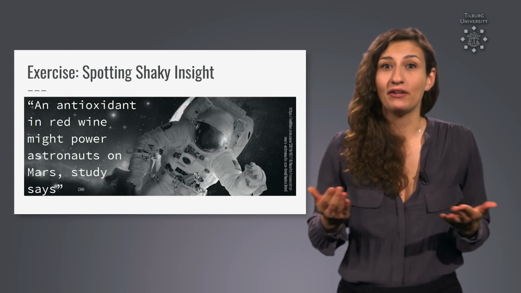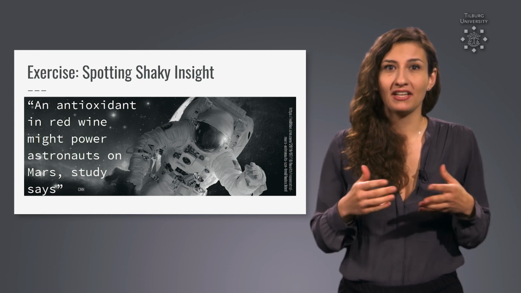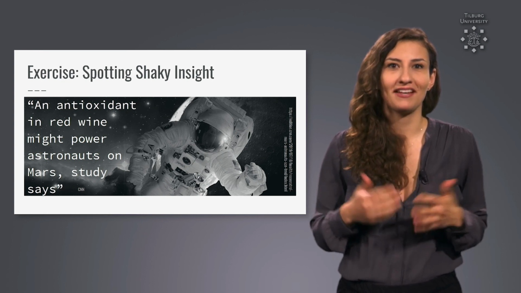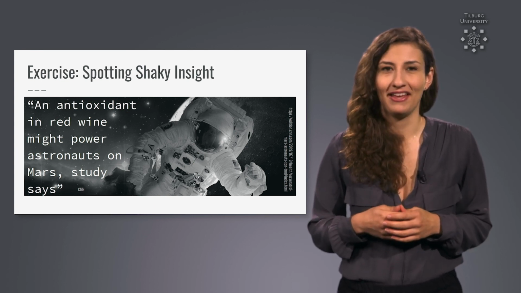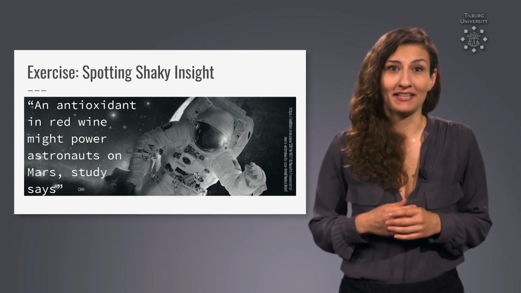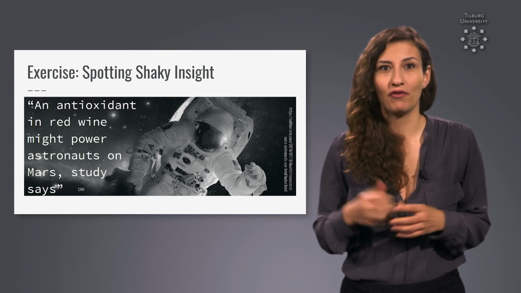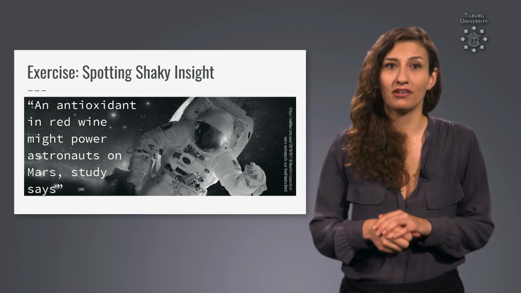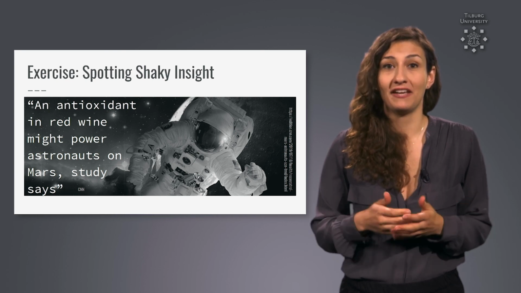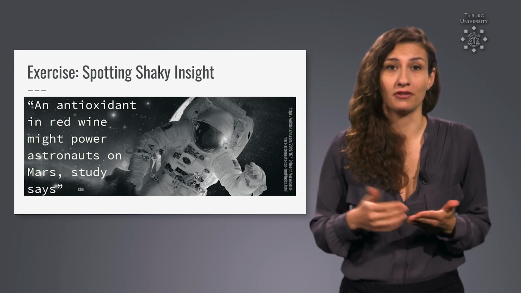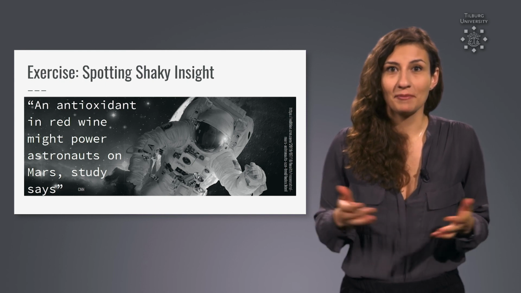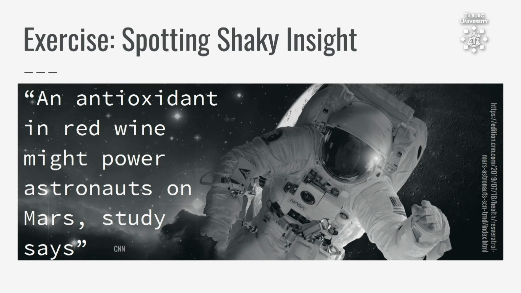Let me show you how to use the checklist in an example. There is a CNN news article reporting about a study on how humans can survive on Mars. Well, part of the trouble with spending time in space is that the lack of gravity leads to muscle deterioration, which has negative health consequences for the astronauts. The article claims in the headline that antioxidants in red wine can combat these adverse health consequences. That would be really cool, right?